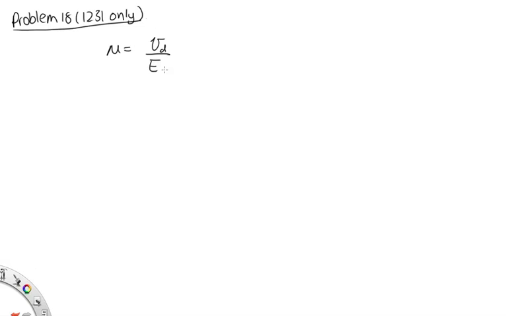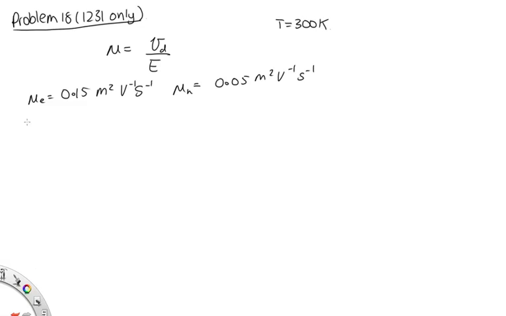For silicon, the electron and hole mobility may be taken as mu E is equal to 0.15 meters squared per volt per second, and the hole mobility is given by 0.05 meters squared per volt per second at 300 kelvins. And part A says for N-type doped silicon with a conductivity of 4.0 times 10 to the minus 4 ohm meters inverse, calculate the conduction electron density.